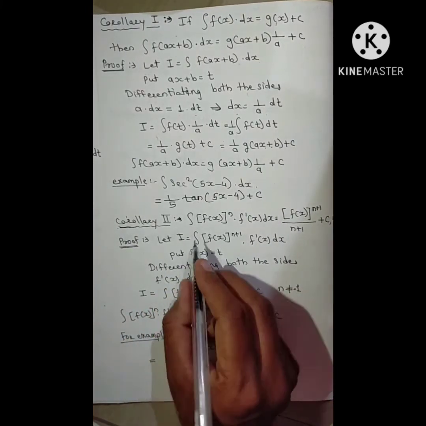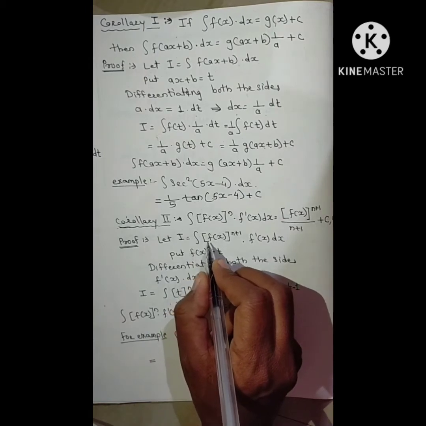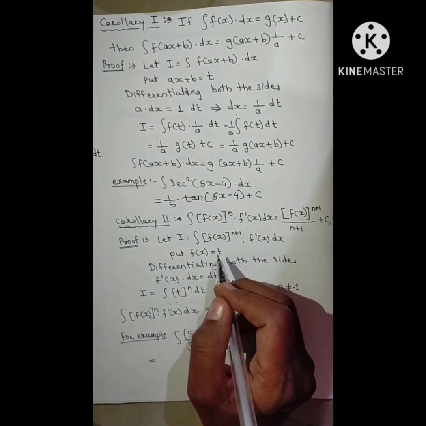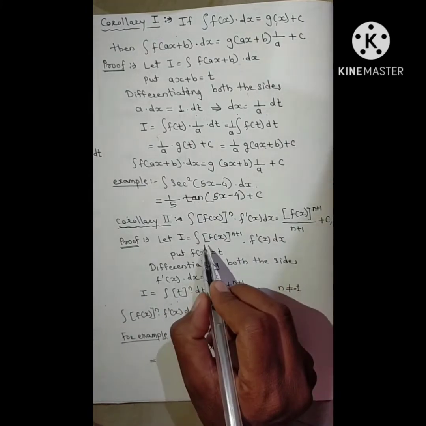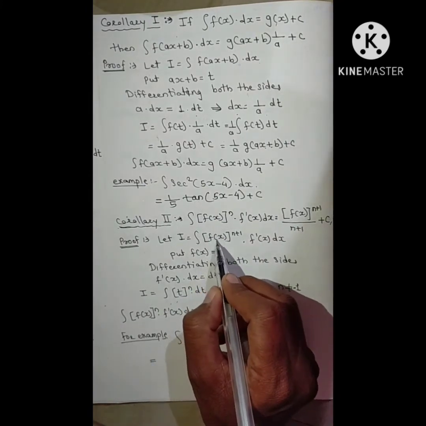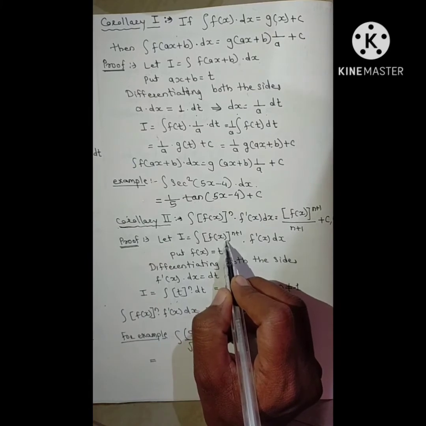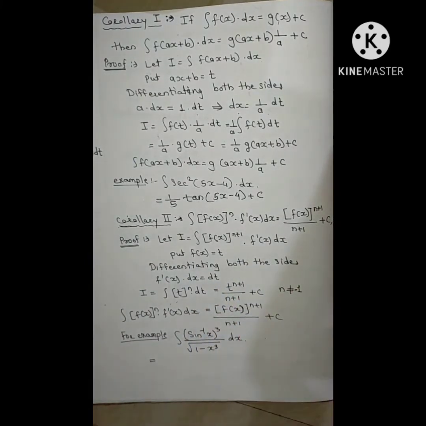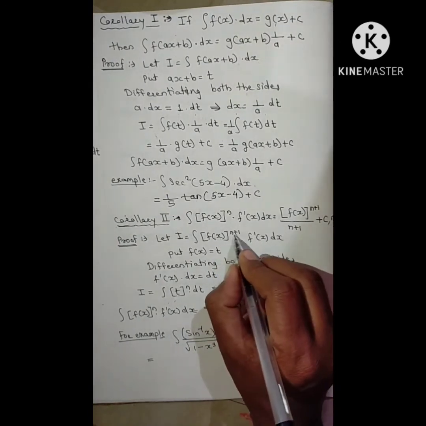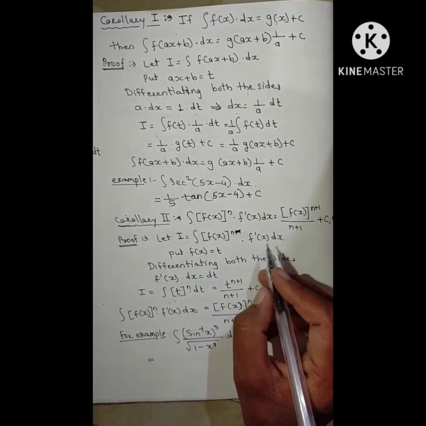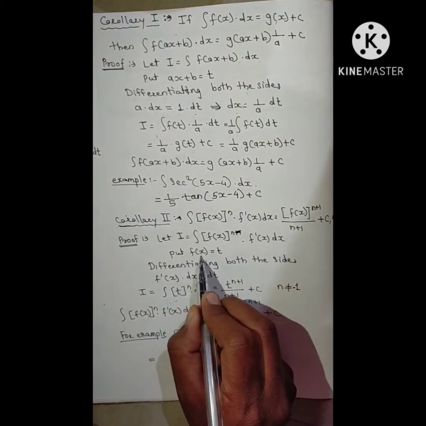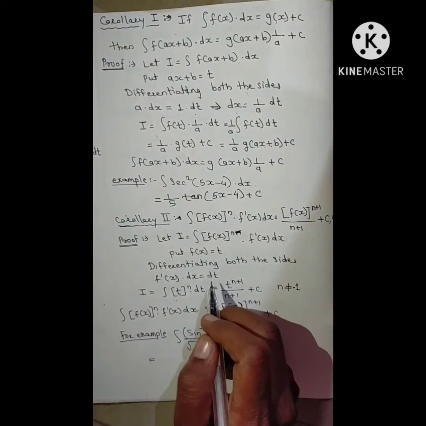Let I is equal to integration f of x raised to n plus 1. We have taken here integration of this f of x raised to n dot f dash x dx. Now put f of x is equal to t.